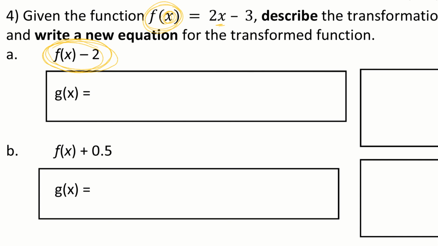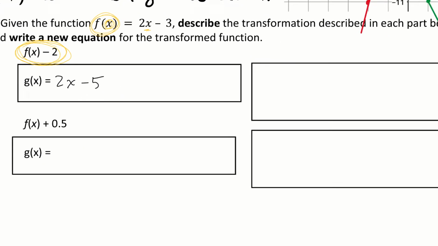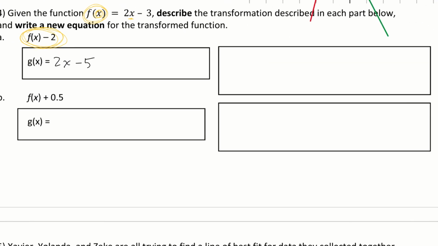Now I can rewrite a new equation, right? Instead of writing 2x minus 3, I can look at 2x minus 3 and then subtract an additional 2. So g of x, this new function, could be 2x minus 5. And for a description of that, it's basically g of x is f of x shifted down 5 units.